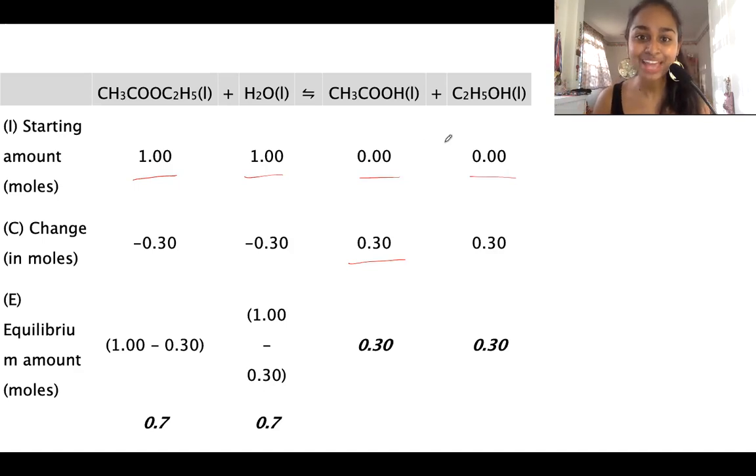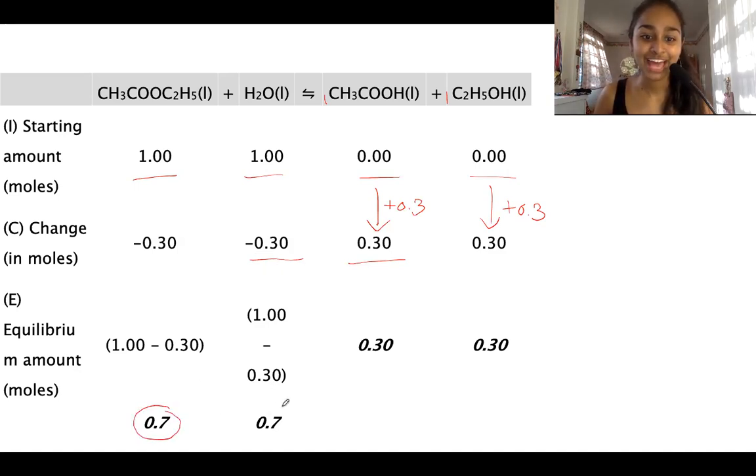So based on the fact that there has been a change here of plus 0.3, I know that for a coefficient of 1, the product has increased by 0.3. And therefore, since C2H5OH also has a coefficient of 1, I can assume that this is also going to increase by 0.3. And the ratio is going to be the same, except the reactants now are going to decrease by 0.3. So once you work that out, we have our 4 equilibrium values here.